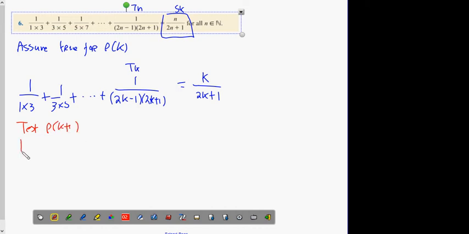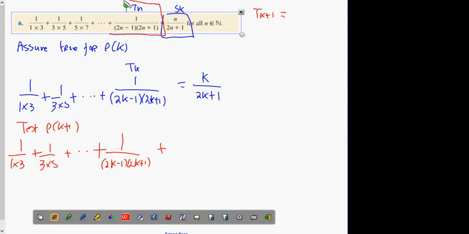Now, exactly the same thing: 1 over 1 by 3 plus 1 over 3 by 5 plus up to 1 over 2K minus 1 times 2K plus 1. Now, we have to find out what is TK plus 1. Can anyone tell me what's the Tn formula? The Tn formula is located here. So just replace n's with k plus 1. Now in both of these I have 2n, so we'll find out what 2n is. 2n equals 2 times k plus 1, which is 2k plus 2. Replace that with 2k plus 2, replace that one with 2k plus 2. So it's going to be 1 over, anybody? 2k plus 1, and then 2k plus 3.